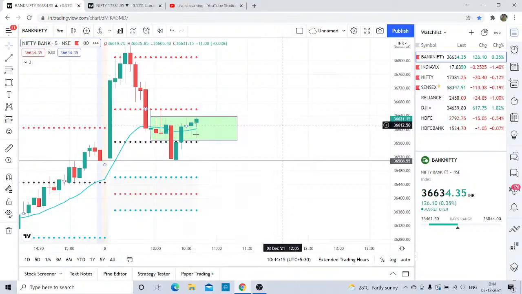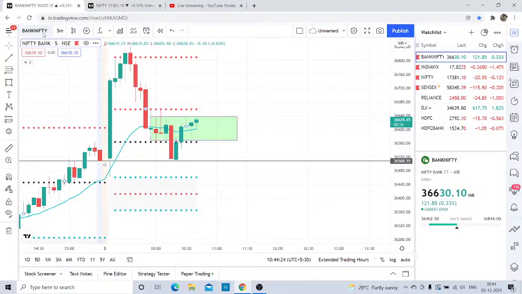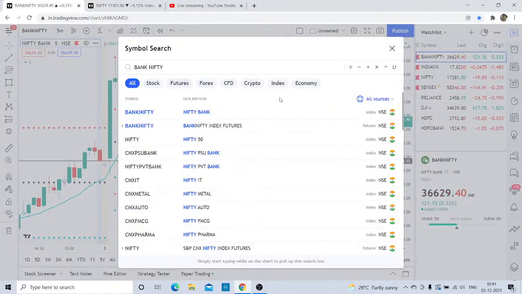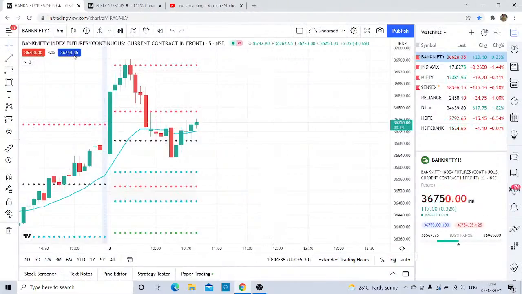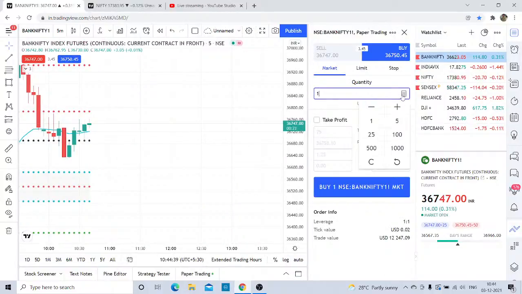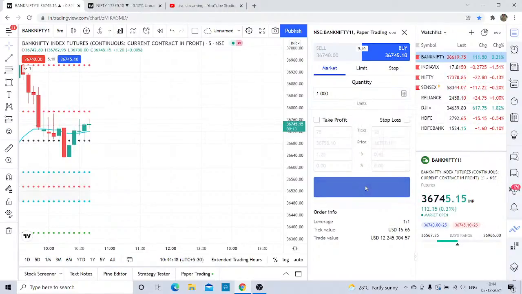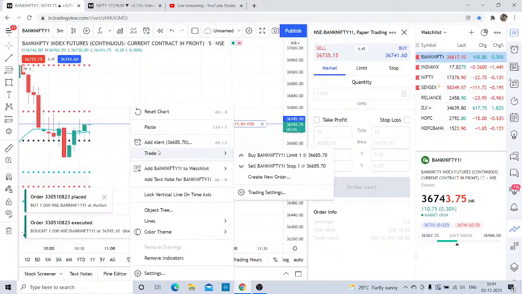I'm taking a trade here. Let me buy Bank Nifty, Nifty Bank futures. Buying 1000 quantity. The stop loss is below this previous day low. Okay, trade is 7,000.